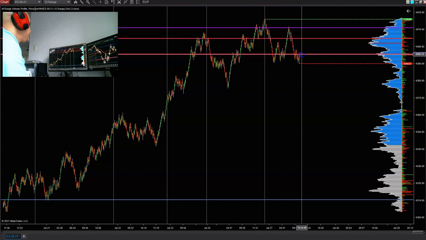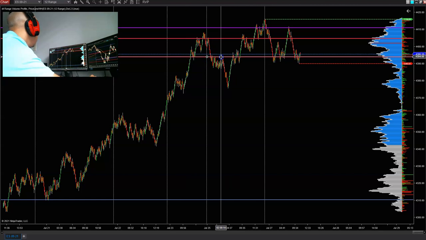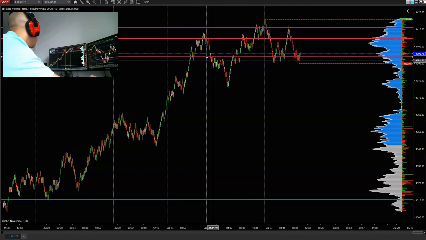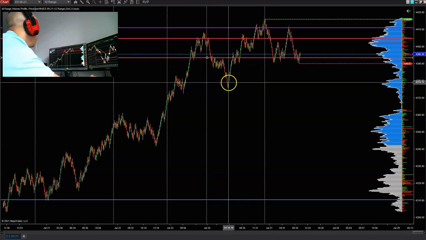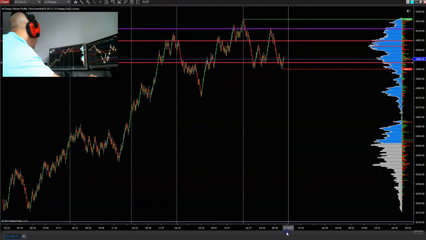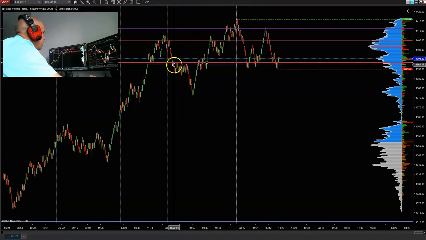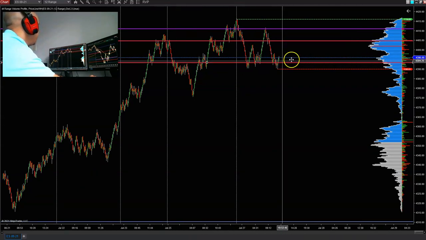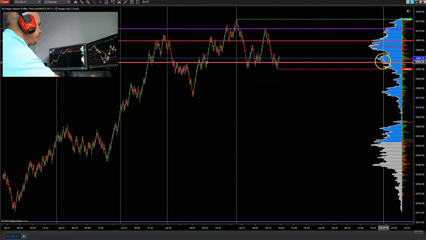Let's see what I'm looking at here. Okay, so there was a level. Let me make sure. Yeah, there was a level right here. Actually, let me double check this. Give me a second, guys. In this area, there was a level right here. So that's why price bounced right here and pushed up. Plus, we're at the lower end of this volume area here.